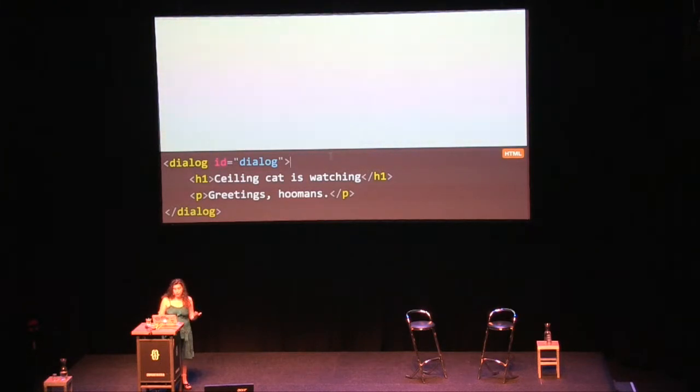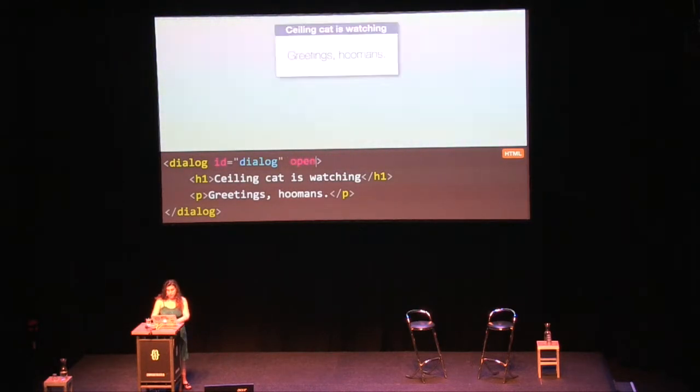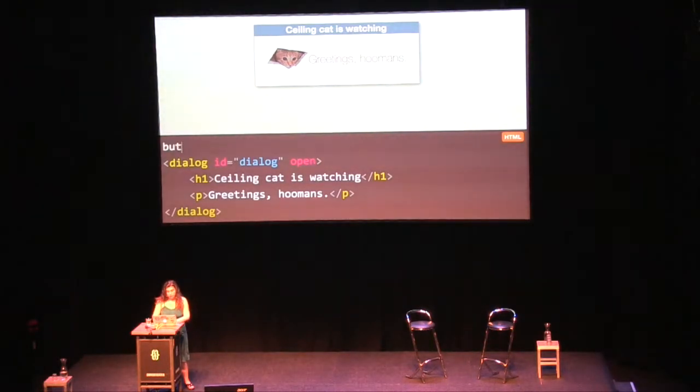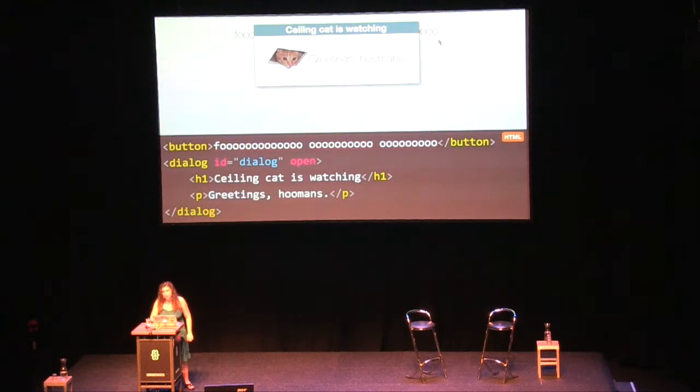So by default, if I use a dialog element with no content, I don't see anything. I can make it visible by default by adding an open attribute to it. And now it's visible by default. But it's not modal. If I have a huge button behind it so I can actually see it, yes, I can actually click that button.